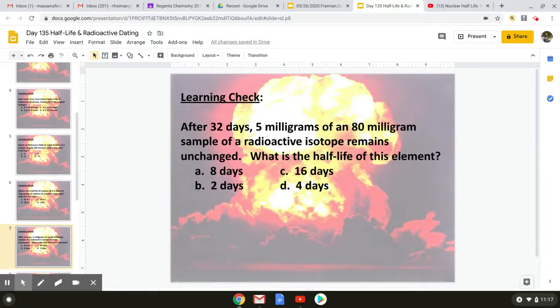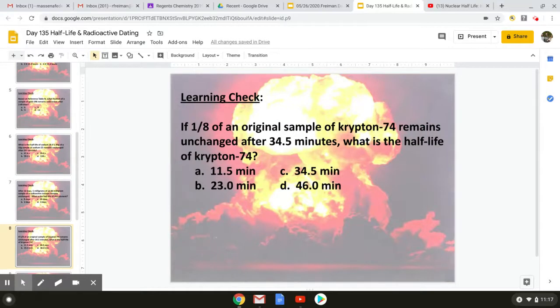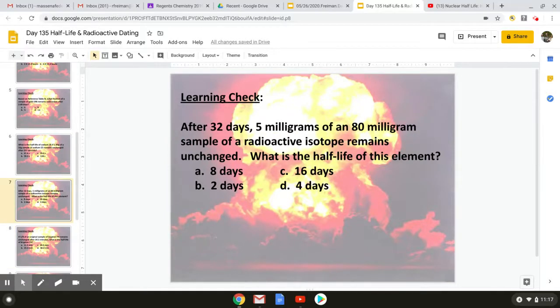Okay, our next question. Whoops, I went too many. After 32 days, 5 milligrams of an 80 milligram sample of radioactive isotope remains unchanged. What is the half-life of this element? Press pause, solve this problem. Press play when you got it done, and we'll go over it.